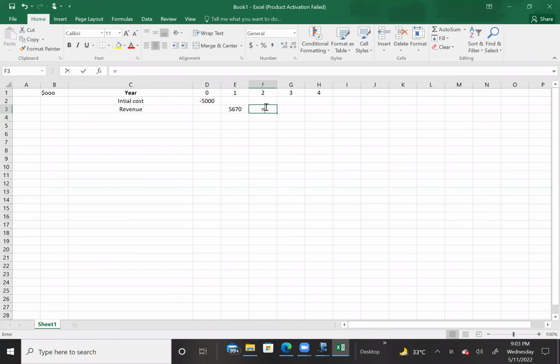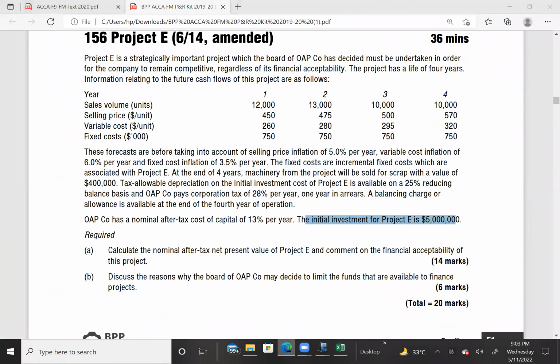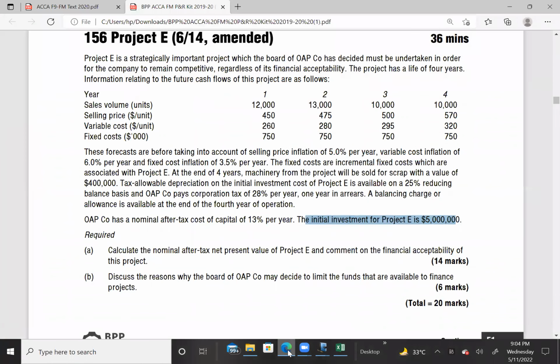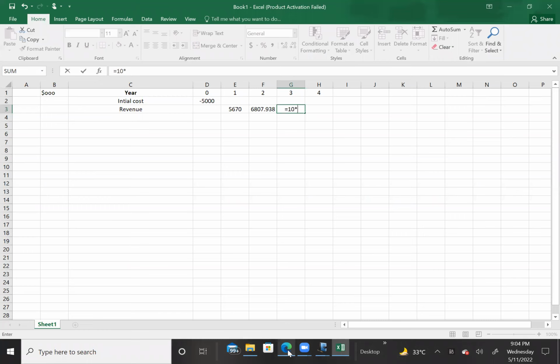Similarly, in year 2, the units are 13,000 into 475 into 1.05, this time raised to power 2. Then in year 3, we have 10,000 into 500 into 1.05, and this time raised to power 3.